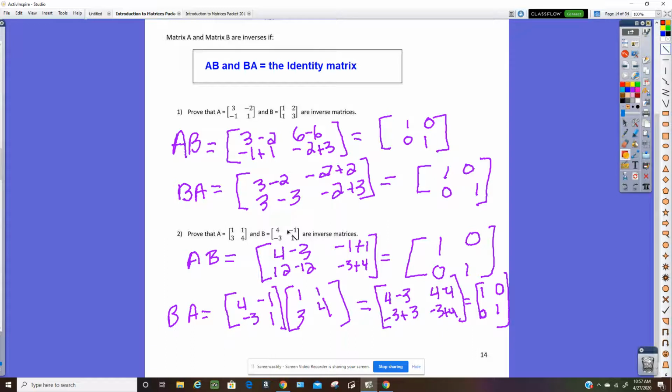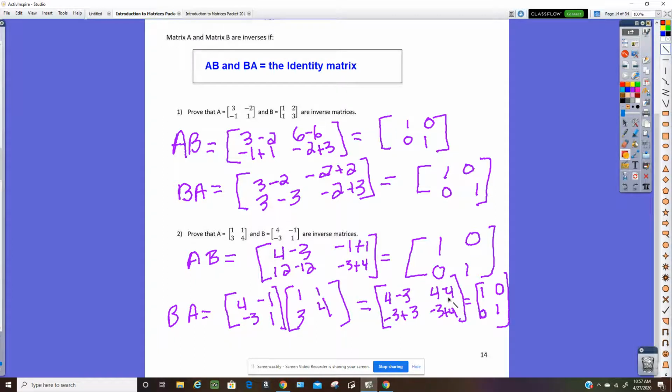So when I do A times B, they're in a correct order, and it's easier to look at it left to right the way we read. So left to right the way we read, B matrix first and then the A matrix. So 4 times 1 is 4. Negative 1 times 3 is negative 3. 4 times 1, 4.